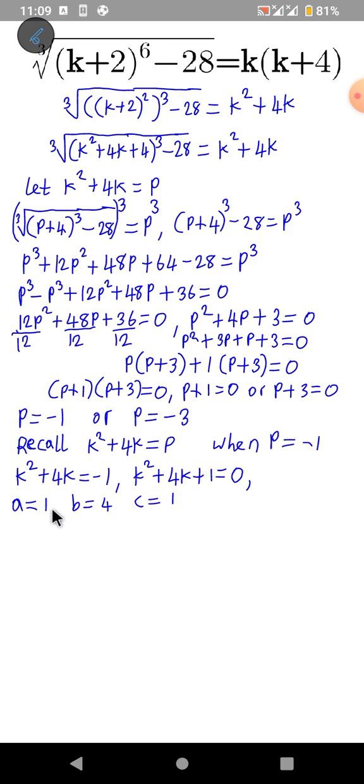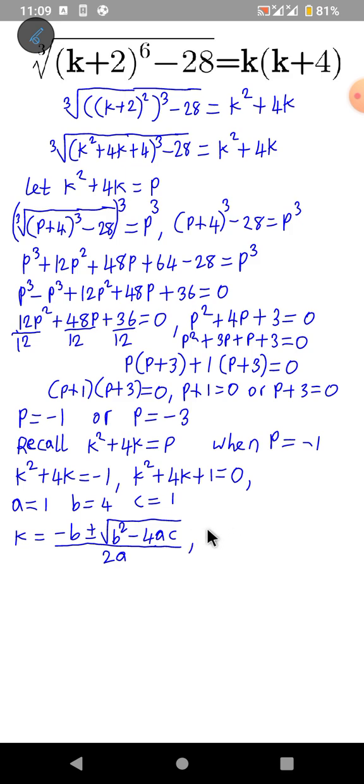Now the quadratic formula states that k is equal to minus b plus or minus the square root of b squared minus 4ac, all over 2a. So this is the quadratic formula.